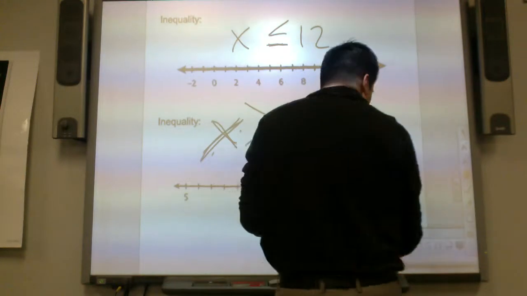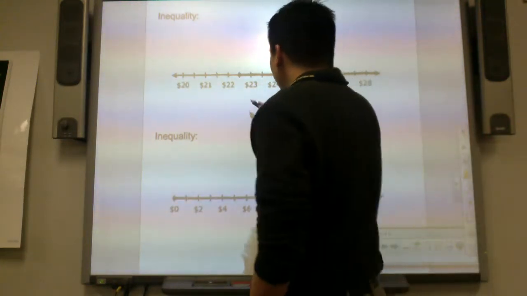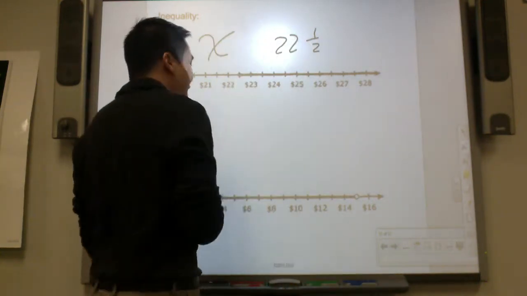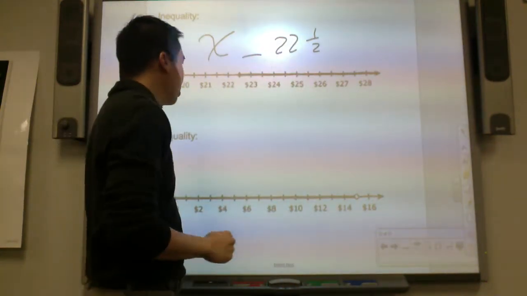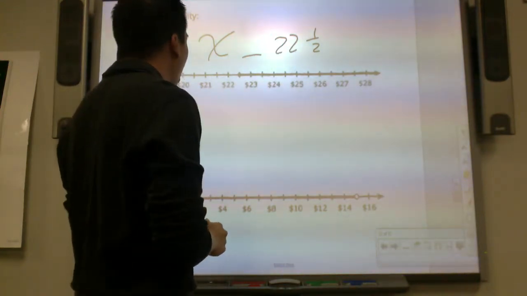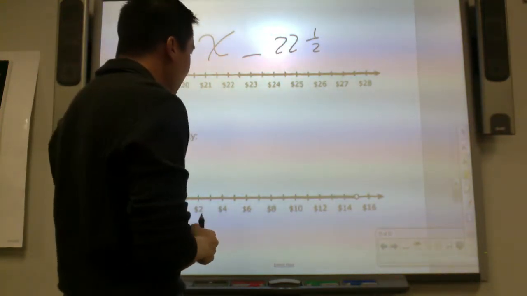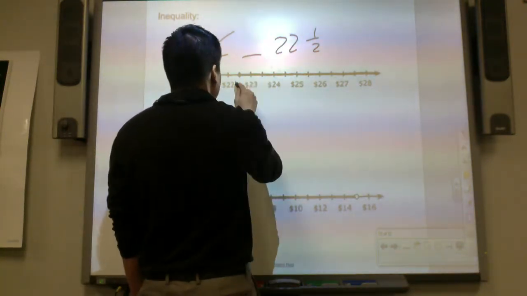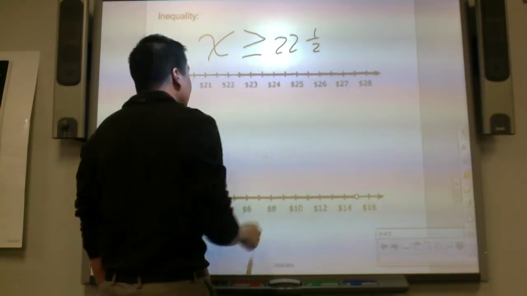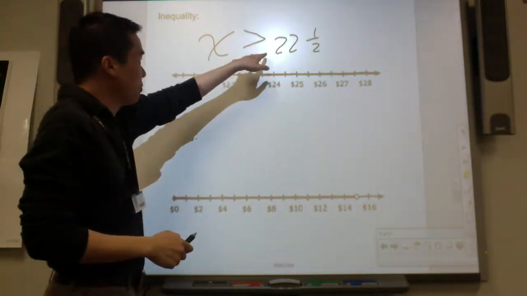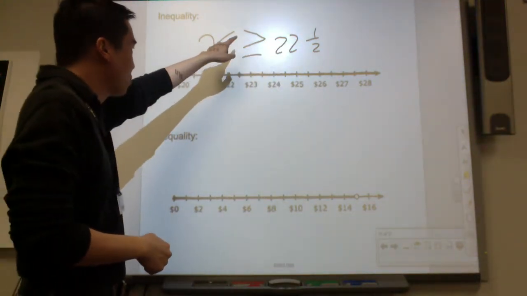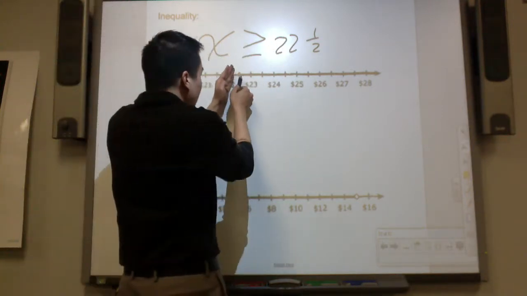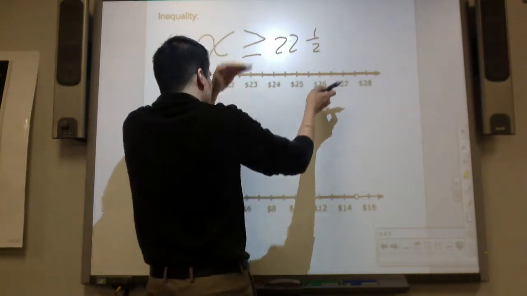It is. And next one, we are starting at 22 and a half. As you can tell, it is a closed dot, so I know it's going to be equal to. Name numbers that are greater or more than 22 and a half, but also equal to 22 and a half. Is 23 more than 22 and a half? It is. Is 26 more than 22 and a half? Yes. Is 30 more than 22 and a half? Yes. Again, as a shortcut, do you see how this arrow is pointing to the right?